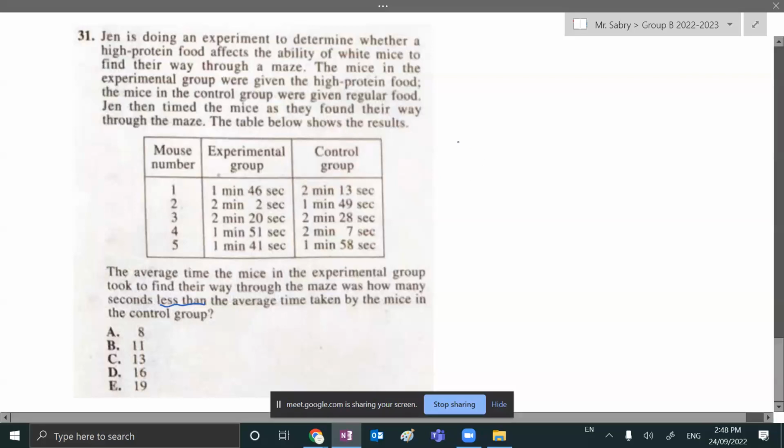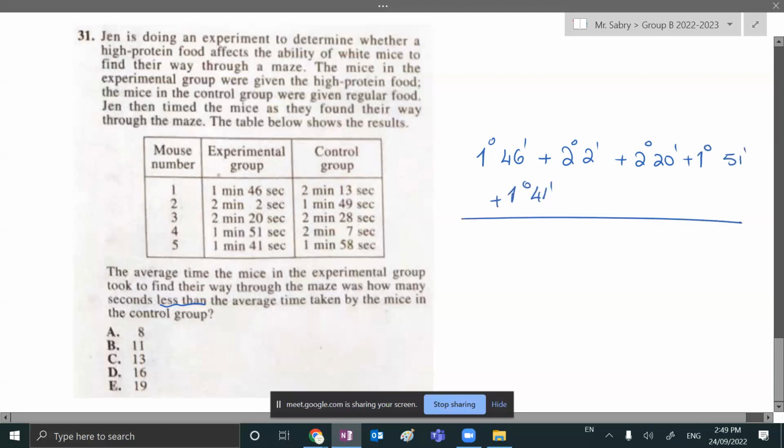Yes. So on your calculator, if you just clicked on 1 and then this symbol that I told you about, it should go like this, and then 46, and then you click again on the symbol, it should go like this. Plus 2 symbol, and then 2 again symbol, plus 2 this, 20 this, 1 that, 51 this, 1 that, and 41 this. If you added all of those and then divide them by 5, it will get you the answer again in minutes and seconds.